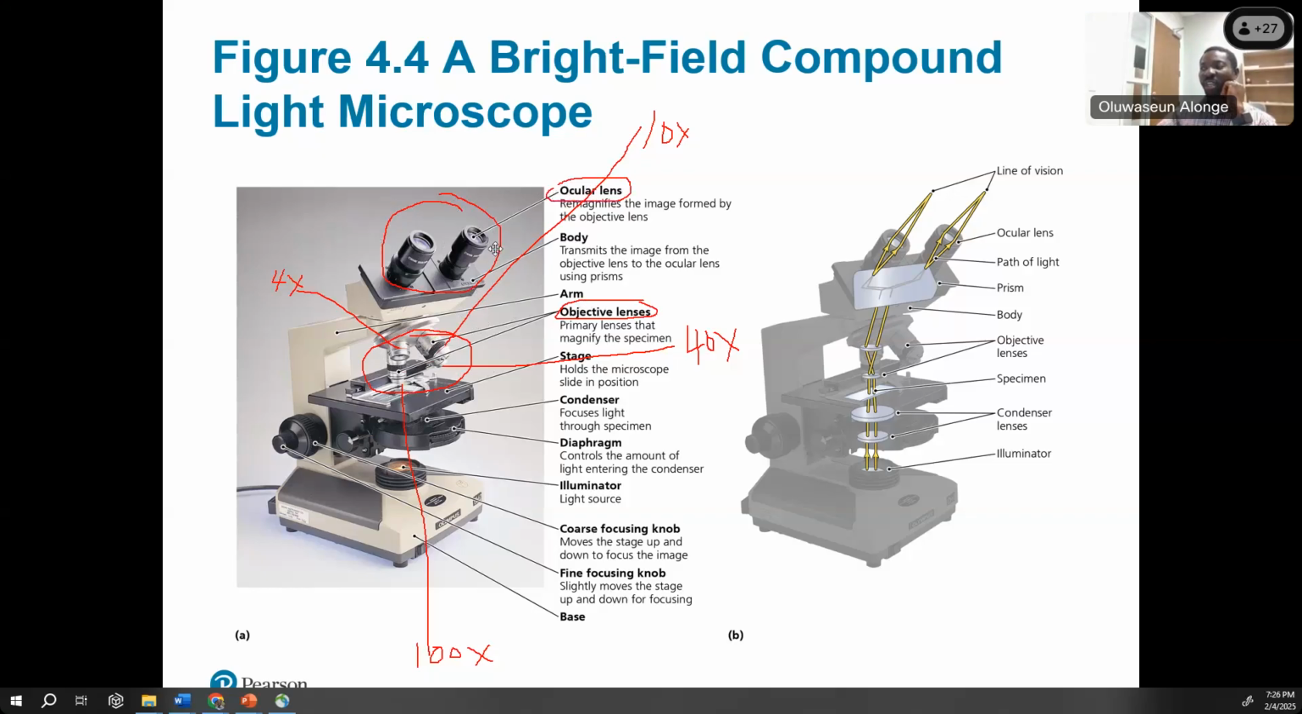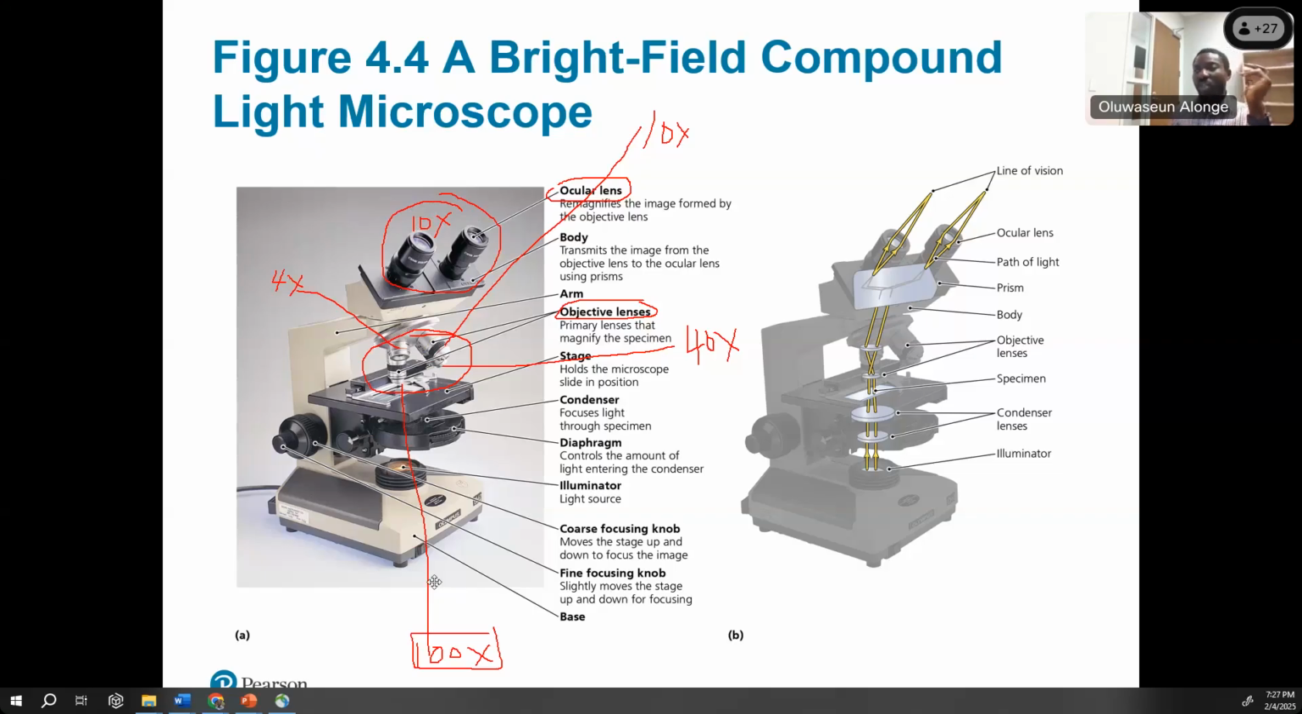So how do you get the total magnification? For instance, if your lens is on the 100x, the ocular lens magnifies by 10 times itself. It's the same lens, they are not different. You just have 2 for your 2 eyes. So if you want to get the total magnification, because the objective lens is on 100x, your total magnification will be 10 times 100. That will be 1000x. You'll notice that when you look at slides in the textbook, they always put the total magnification of the microscope they used.